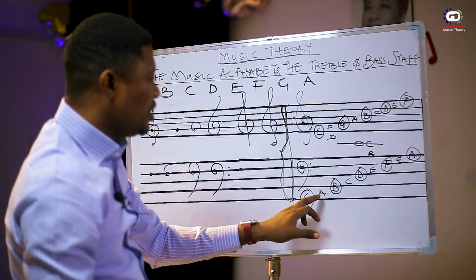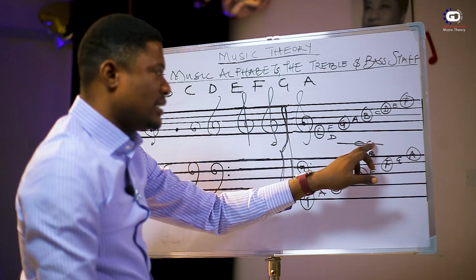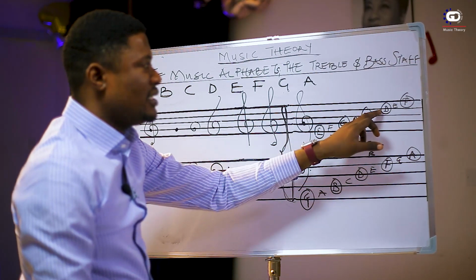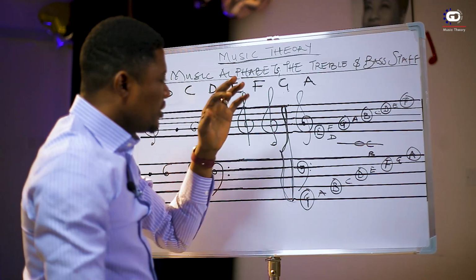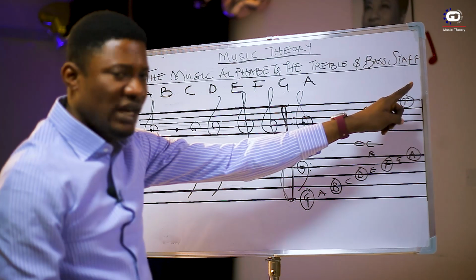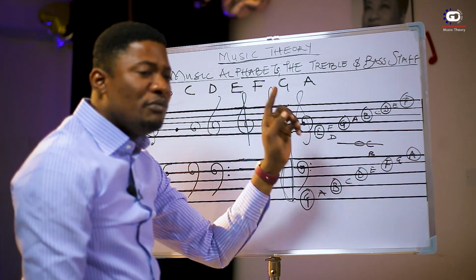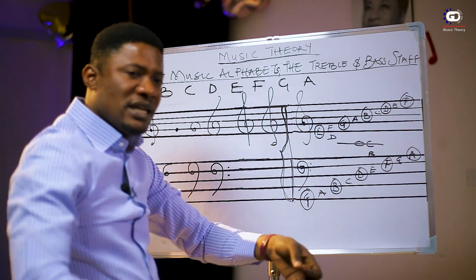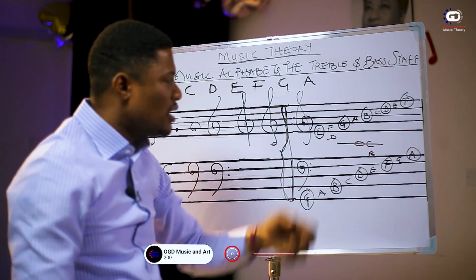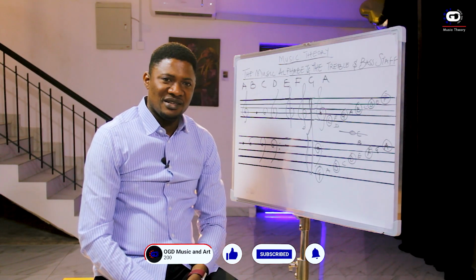So you have G, A, B, C, D, E, F, G, A, B, C, D, E, F, G, A, B, C, D, E, F. So the grand staff starts with your G and ends with F as the last note. And most importantly, you have the middle C as the intermediary between the bass clef and the treble clef. I hope you understand that. Well done.